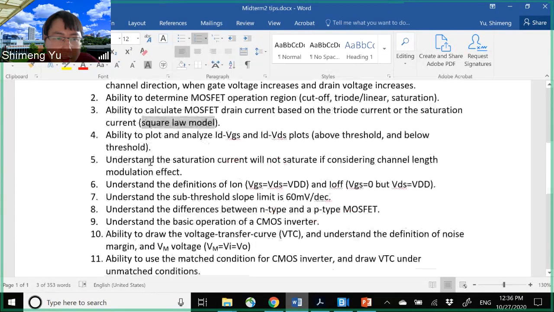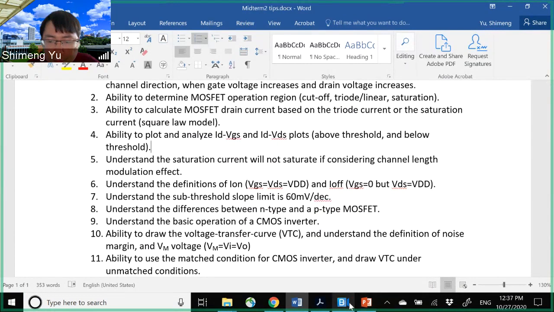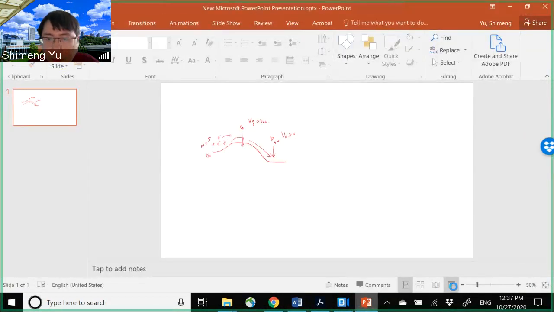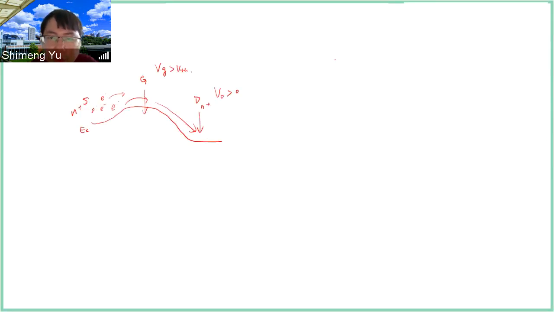And then the ability to plot and analyze those two curves, ID-VG or ID-VD. So this is important. We have two kinds of IV characteristics. One is the drain current versus the drain voltage. The other one is the drain current versus the gate voltage.